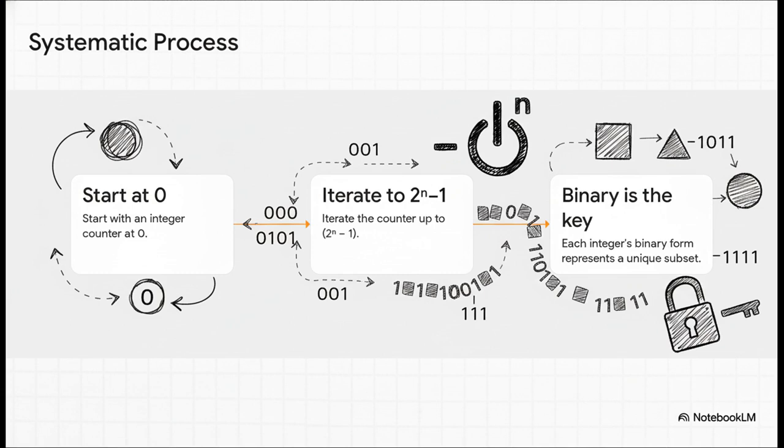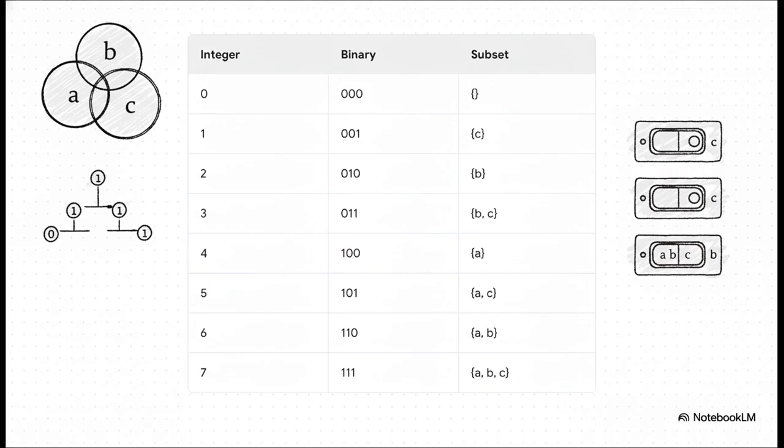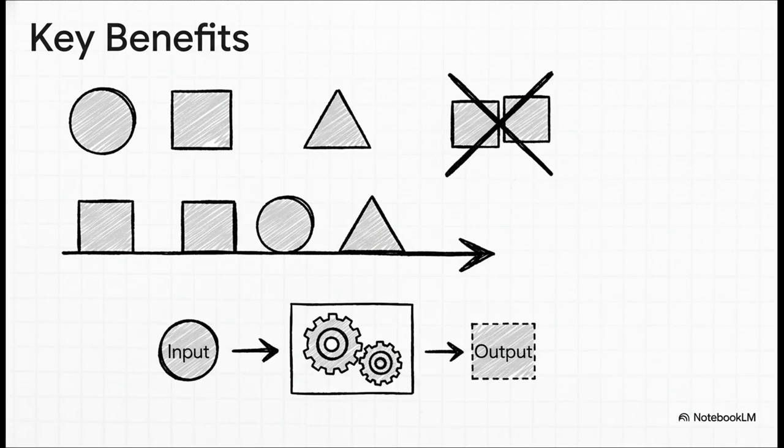It's that clean. Let's make this super concrete. Take a look at this table for a tiny set with just 3 items, A, B, and C. We just count from 0 to 7. The number 0 is 000 in binary. That's the empty set. The number 1 is 001, which means only the last item, C, is in the set. And if you go all the way to 7, which is 111, you get the whole shebang: A, B, C. See? A perfect one-to-one mapping.